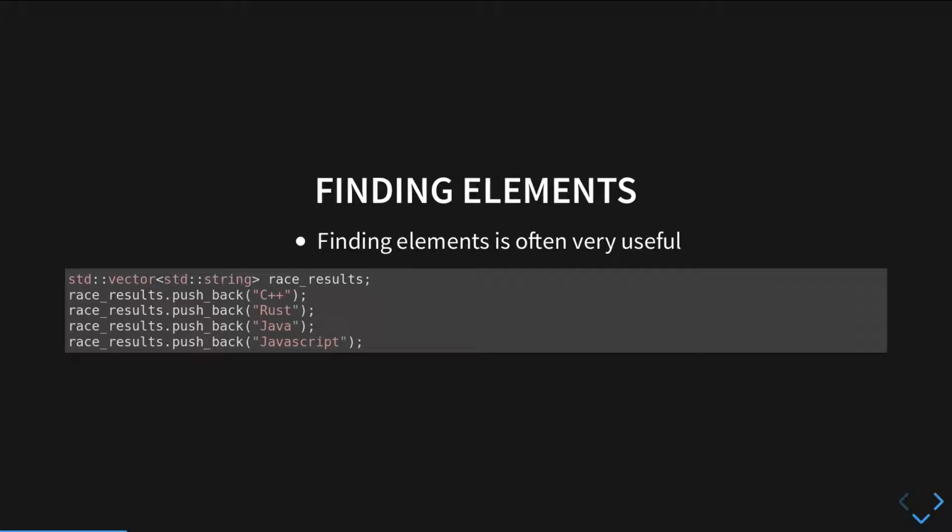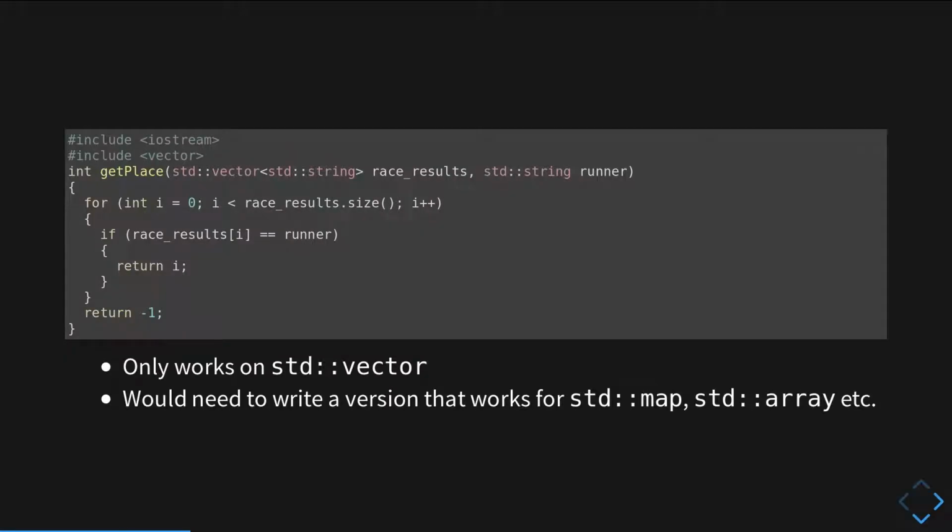Let's say we have this vector, raceResults, that contains C++, Rust, Java, and JavaScript. If we wanted to find out which place Rust ended up, we might write a loop like the one below, where we loop over all elements in the raceResults vector and return the index if we find an element that is equal to the runner we want to find the place of. However, this function only works on std::vector. If I had a std::array or std::map instead, then this function would not work.